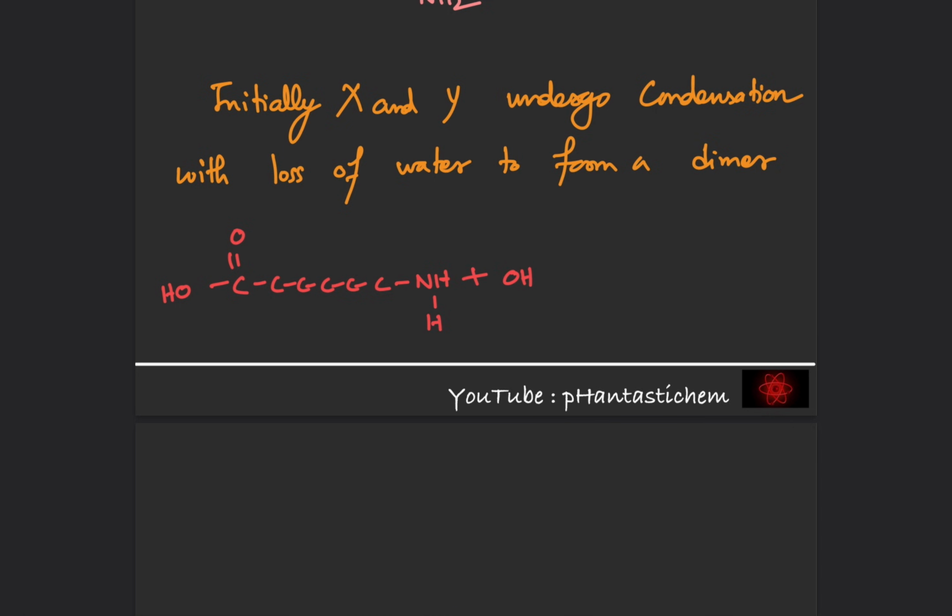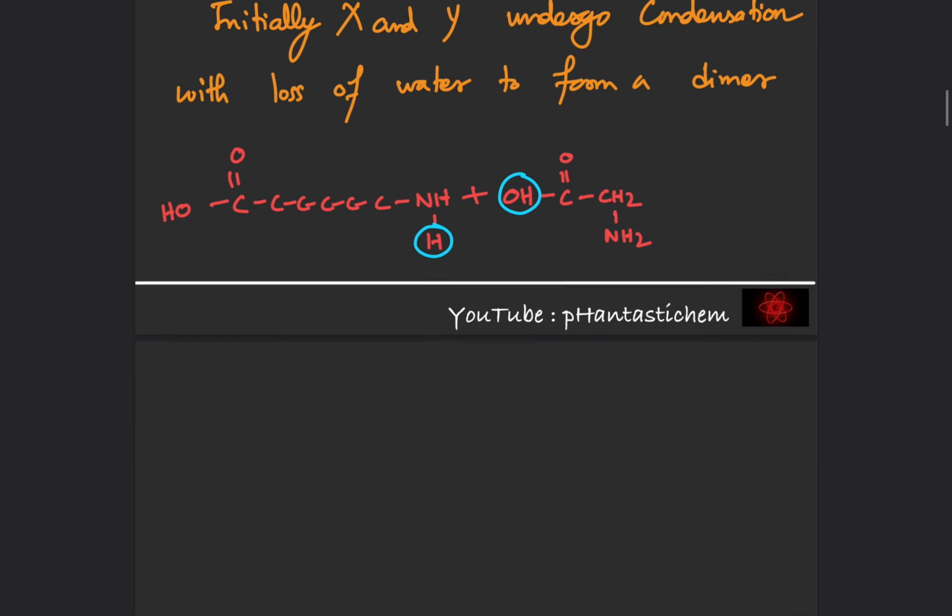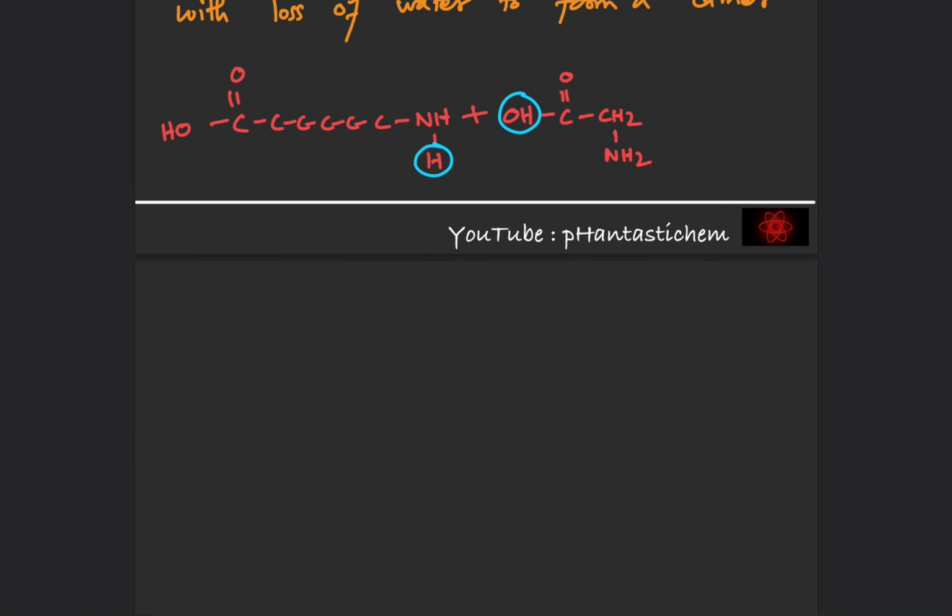Plus OH, C double bond O, CH2, and H2. Okay, so this is my Y, this is my X. So they will combine, resulting in a loss of a molecule of water, OH from here and H from here, and the new bond will be there between this NH and this carbon. Okay, so ultimately we will get a dimer, and the dimer will look like this.